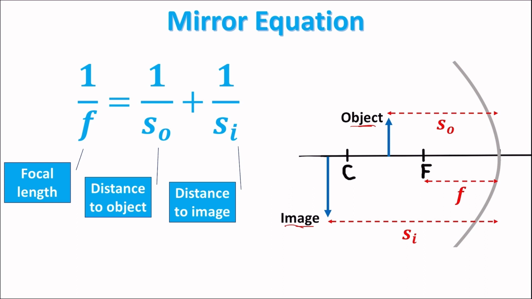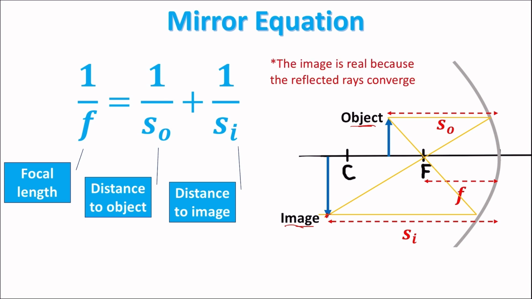Now in the case shown here, all three of these variables, focal length, object distance, and image distance, are positive. The focus is on the same side as the object within the curvature of the mirror, so the focal length is positive. And in this case, the reflected rays actually meet up at the image. Since the reflected rays actually converge there, that makes the image real. So in this case, the value of SI, the image distance, is positive.